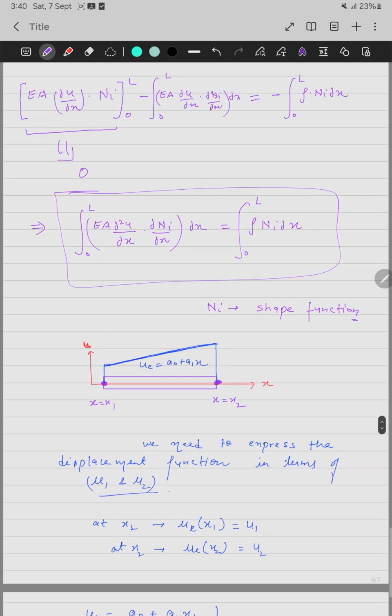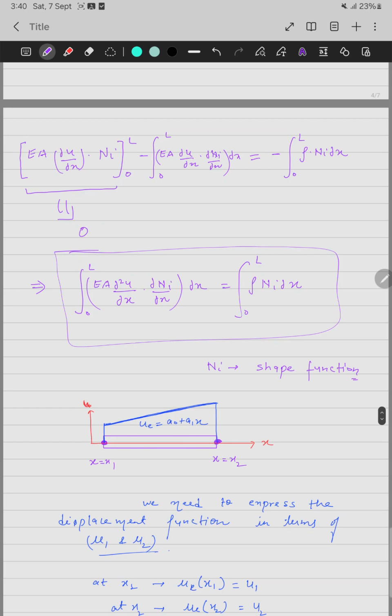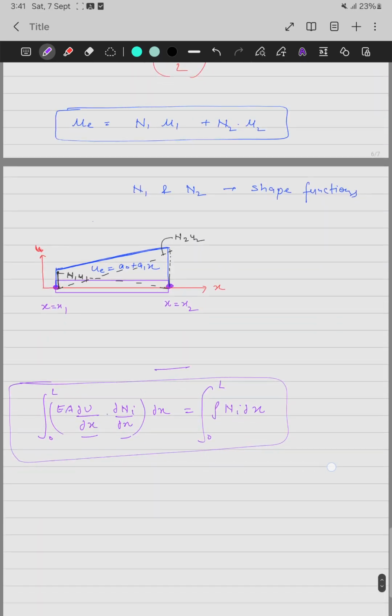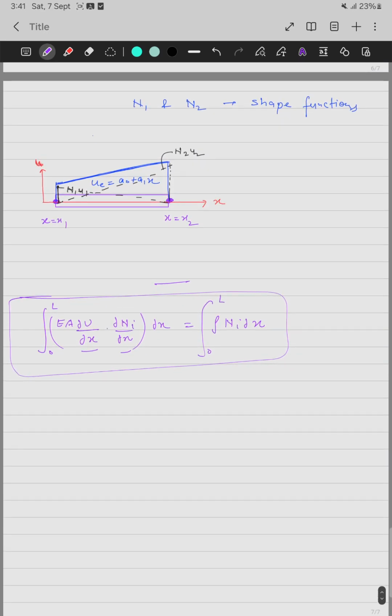So I think initially I have made some mistake. Yeah, here if you see, this 2 will not be here because we already made it in linear form. Okay, so it is clear, right? Okay, now we have these two things. We have our u e as N1 u1 plus N2 u2.